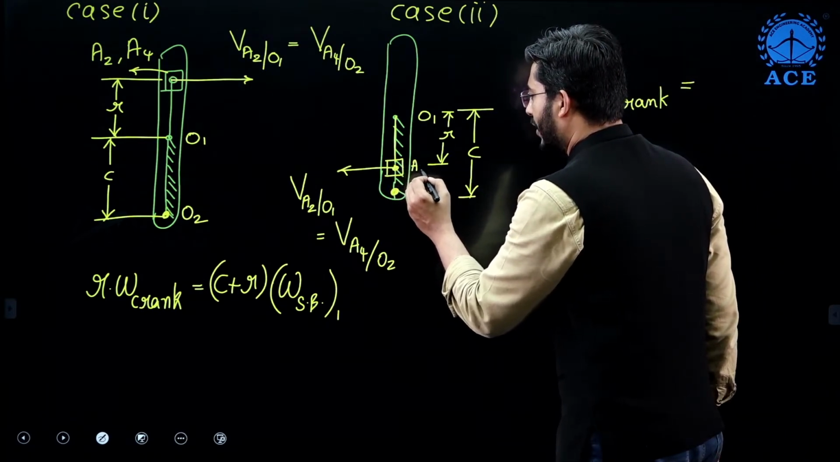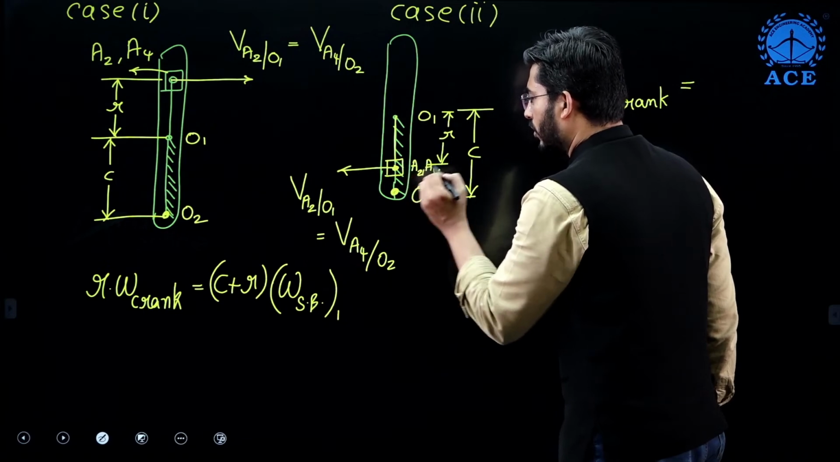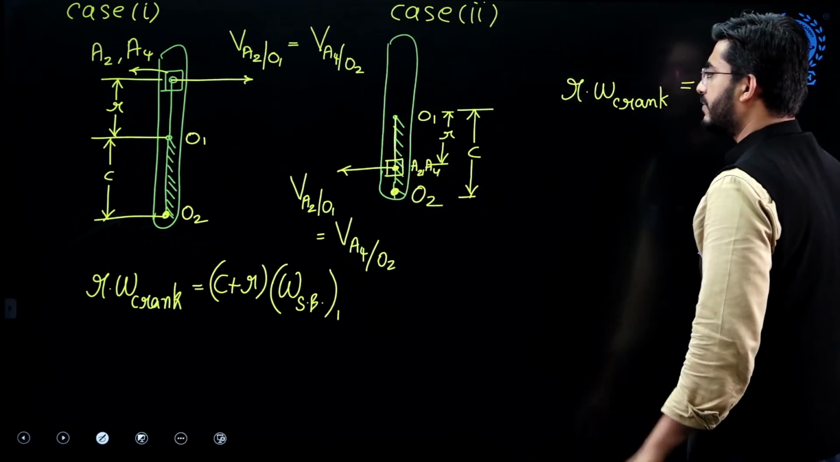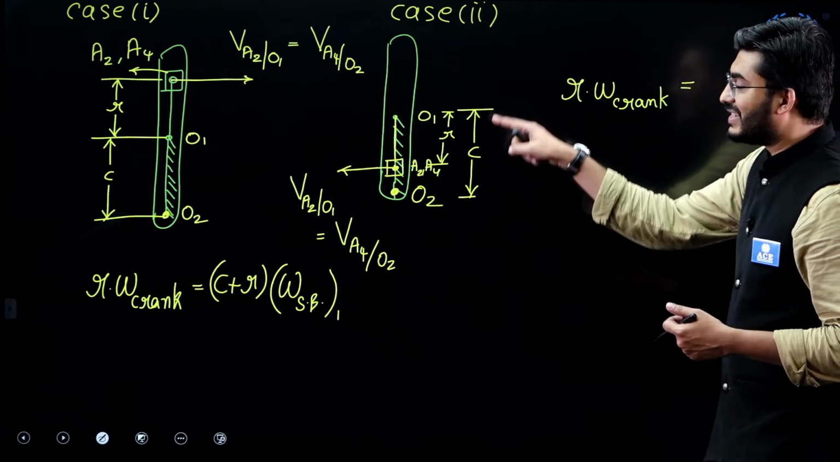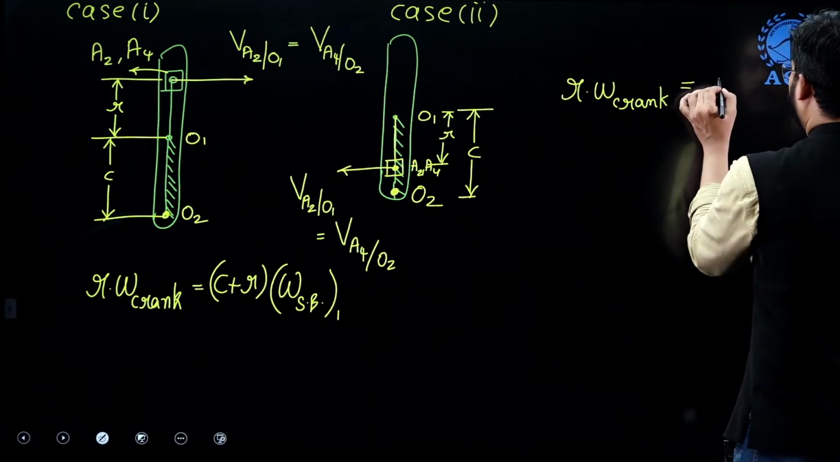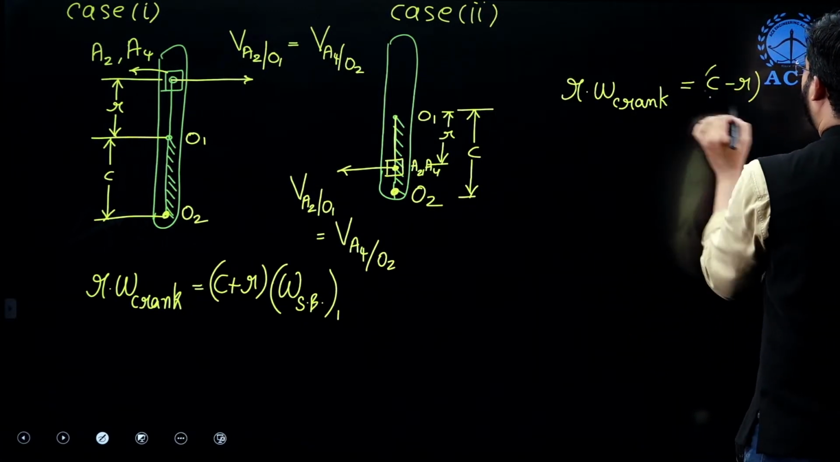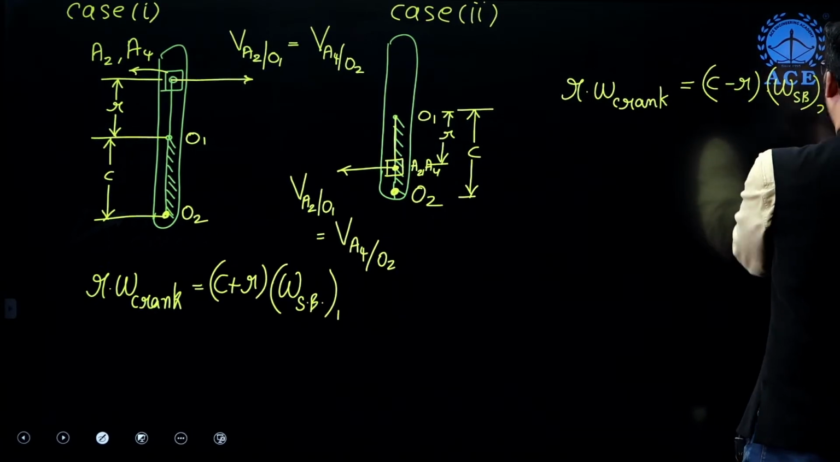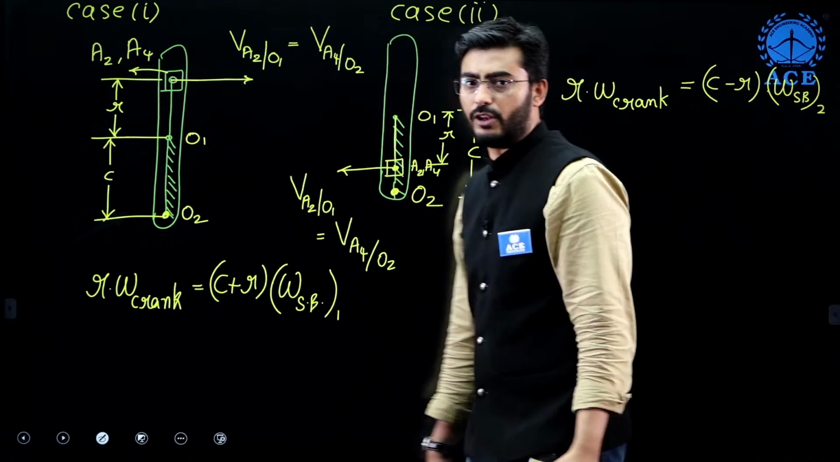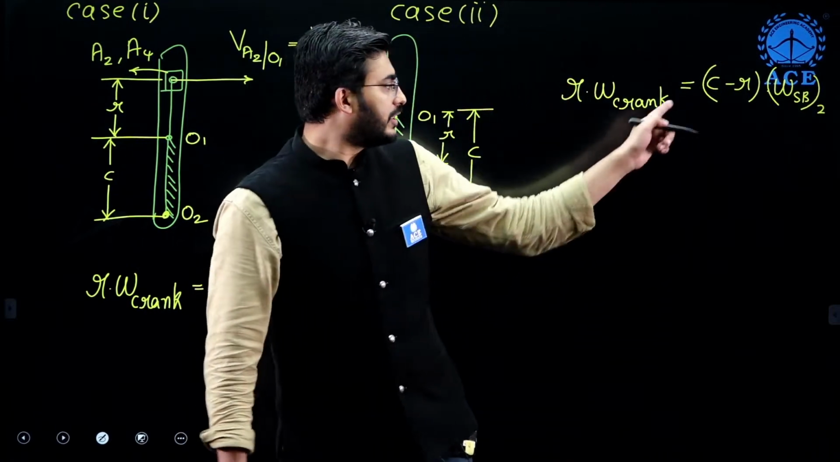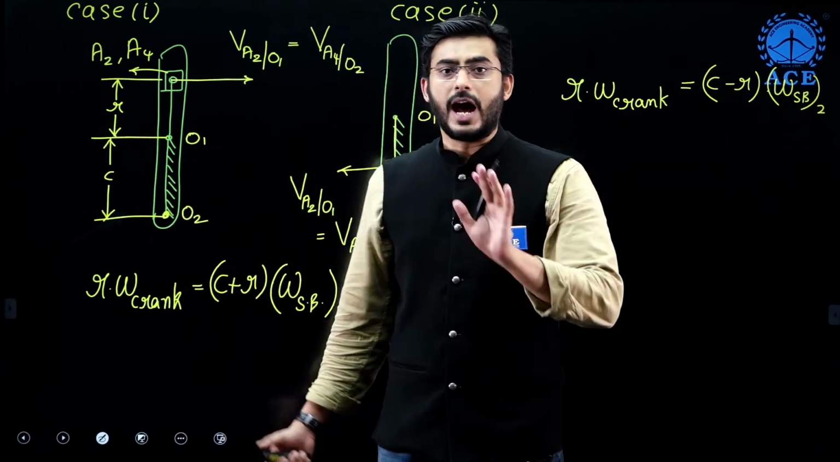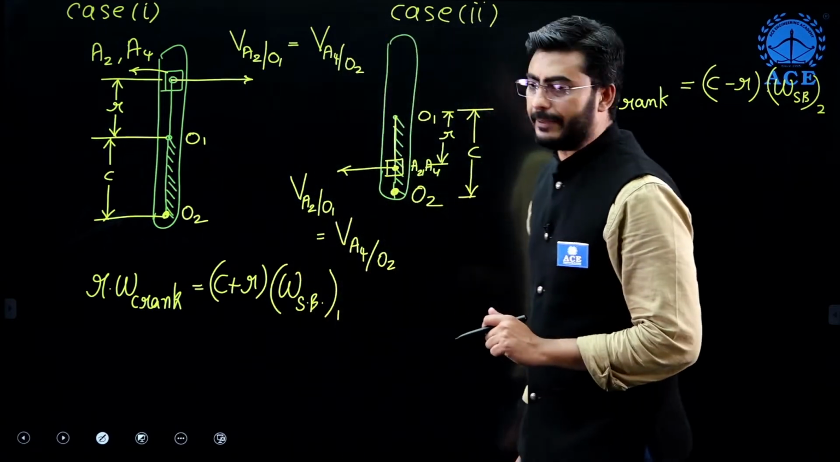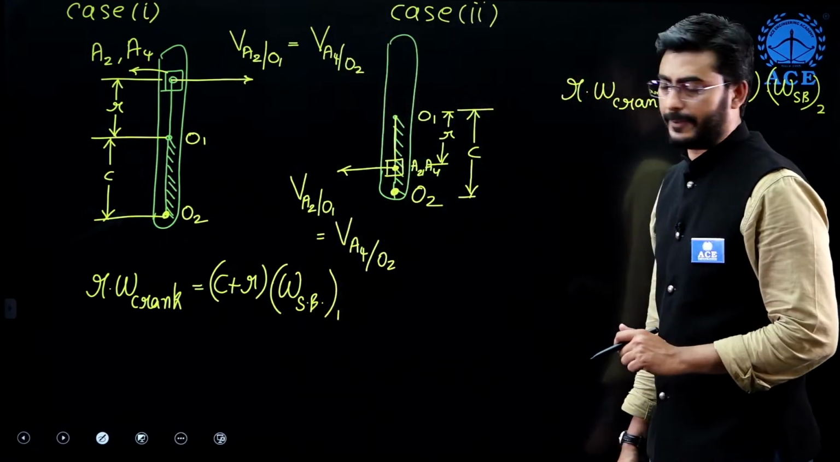Here we have two points, A2 and A4. So the distance between O2 and A4 is C minus R. That is C minus R times omega of the slotted bar, which gives the second velocity. Both these velocities of the slotted bar are not at all the same, guys.